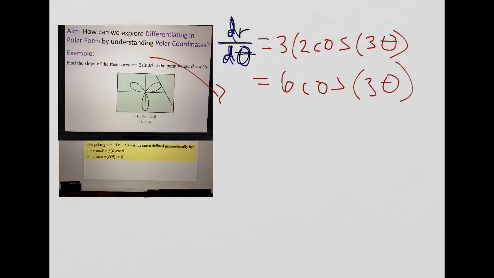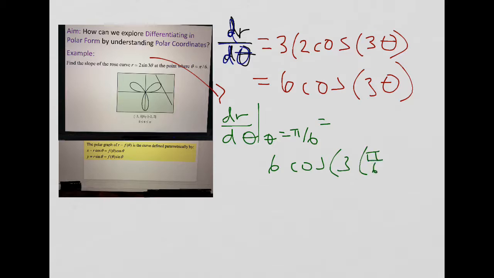Now all we need to do at this point is substitute where theta is equal to pi over 6. So we're going to have 6 times cosine of 3 times pi over 6. 3 goes into 3 once, and 3 goes into 6 two times, so it's cosine of pi over 2. Cosine of pi over 2 is 0, and 0 times 6 is still 0. So we find that the slope of the rose curve r equals 2 sine of 3 theta at the point where theta is pi over 6 is just 0. That's the slope.